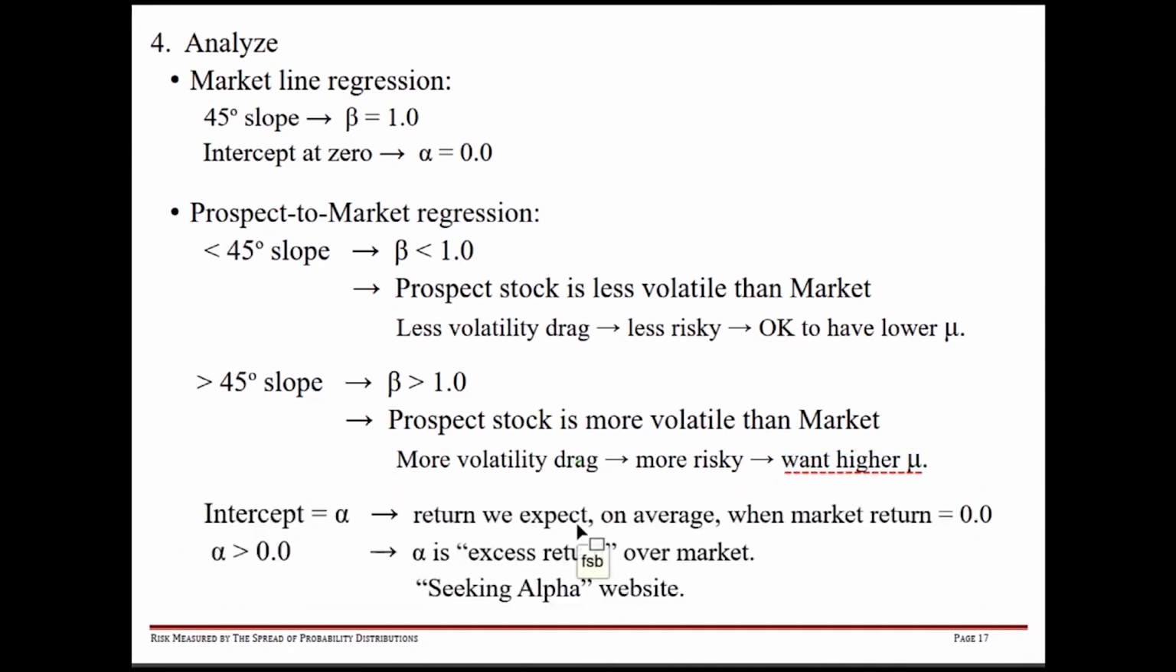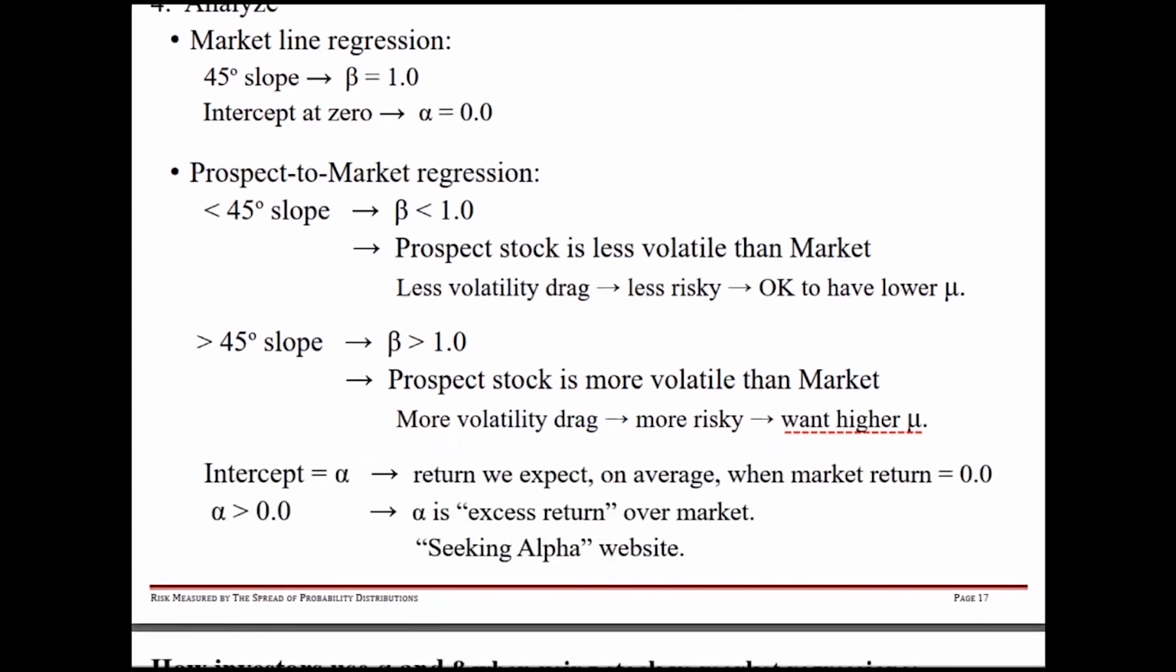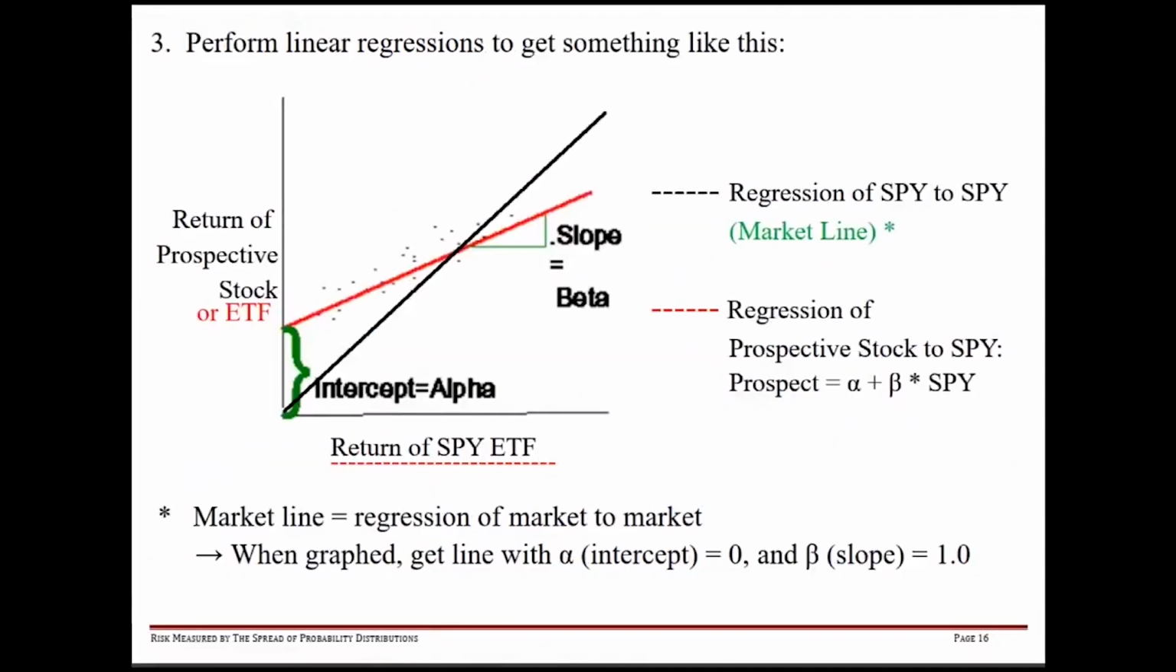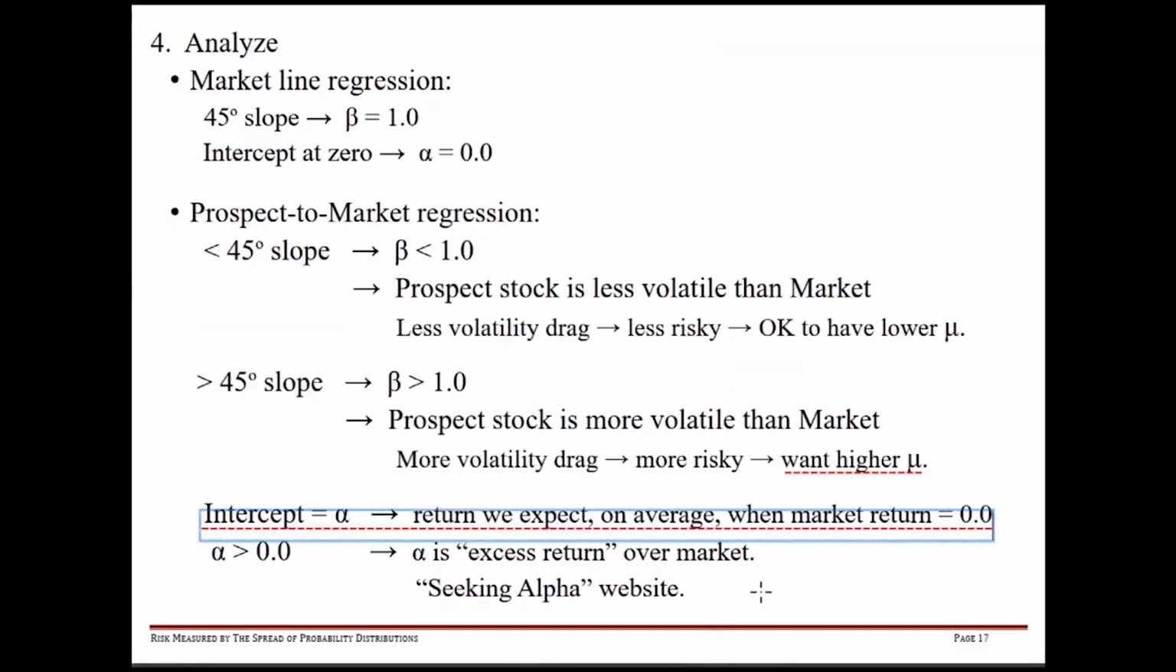Okay, and now let's think about our intercept, which is equal to alpha. The way to interpret the intercept, this is actually very important too, is that it's the return that we expect on average when the market return is 0. And you can see that right here. The market is returning 0 and we're getting alpha, and that's super cool. So when alpha is greater than 0, alpha is the excess return over the market.